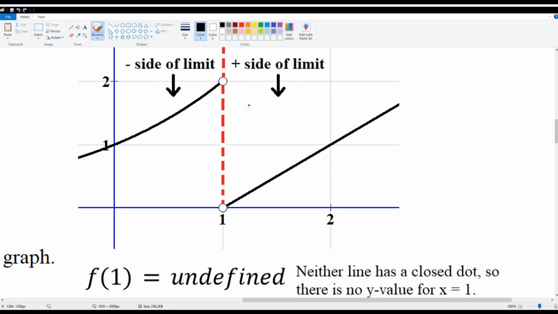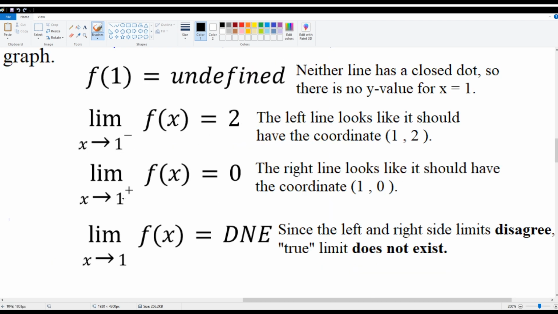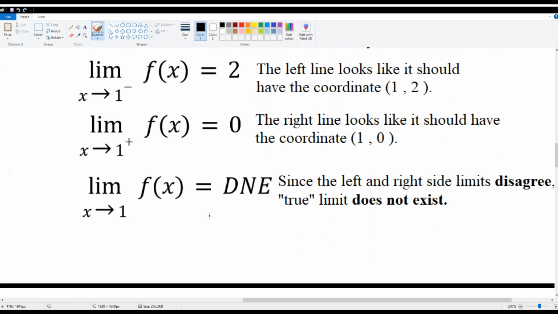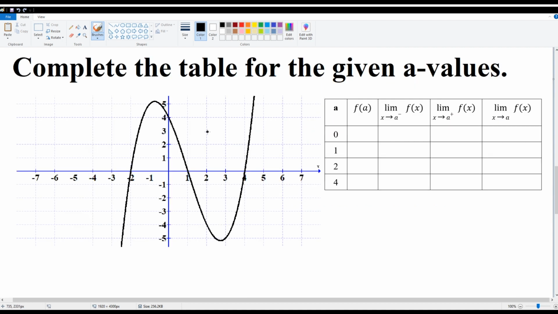However, when talking about the limits here, we can give an answer because on the left side of the limit, the line appears to be approaching a y value of positive 2. And on the right side of the limit, the line appears to be approaching a y value of 0. So the left side limit of x approaching 1 is 2, and the right side limit of x approaching 1 is 0. What does this mean for the true limit, though? Well, interestingly enough, a true limit cannot exist if the left and right side limits of a particular point do not agree.